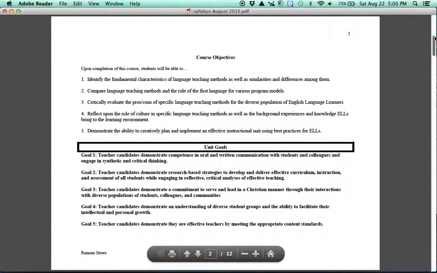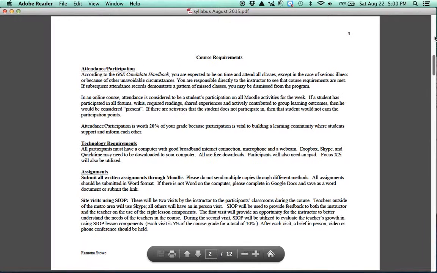You can see here our course objectives. In addition to the observations in the classroom, I do want to get you ready for the ESOL praxis. And so we'll be looking at different teaching methods and the use of first language in them. We'll be looking at the role of culture, and we'll be planning and implementing instructional units for your students. You see the unit goals, and those are again for the School of Education, the same goals throughout.